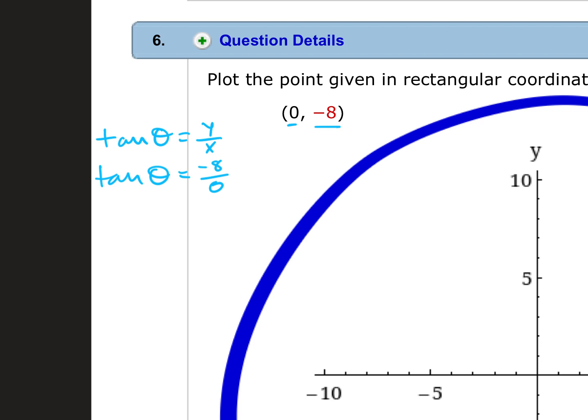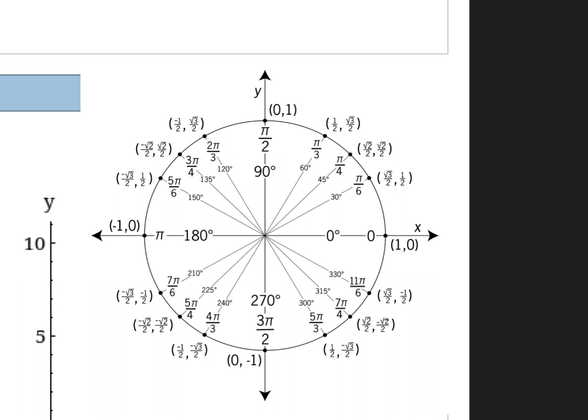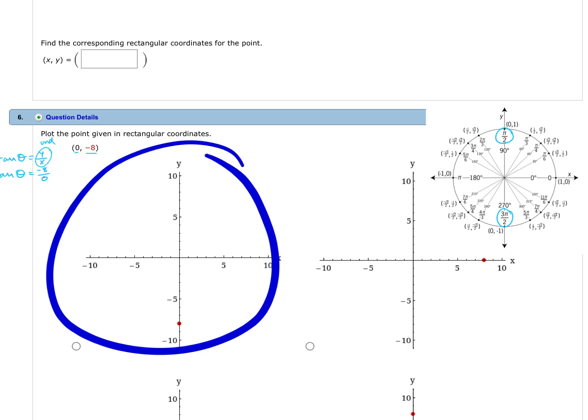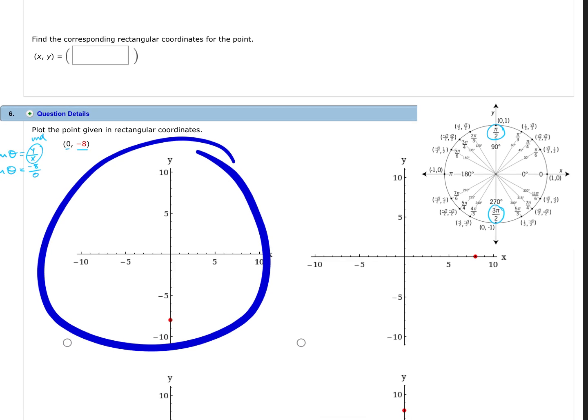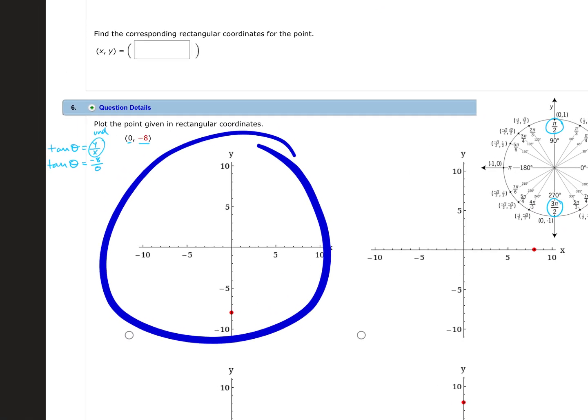So we want to see where y over x gives us undefined on the unit circle. Looking at our unit circle, we're looking for where our x value is 0. So where is our x value 0? Pi over 2, and where else? 3 pi over 2. Looking at my rectangular graph, which one do you think correlates to this point here? 3 pi over 2. I'm going to pick this one because we want to go down in the negative direction. So theta is 3 pi over 2.